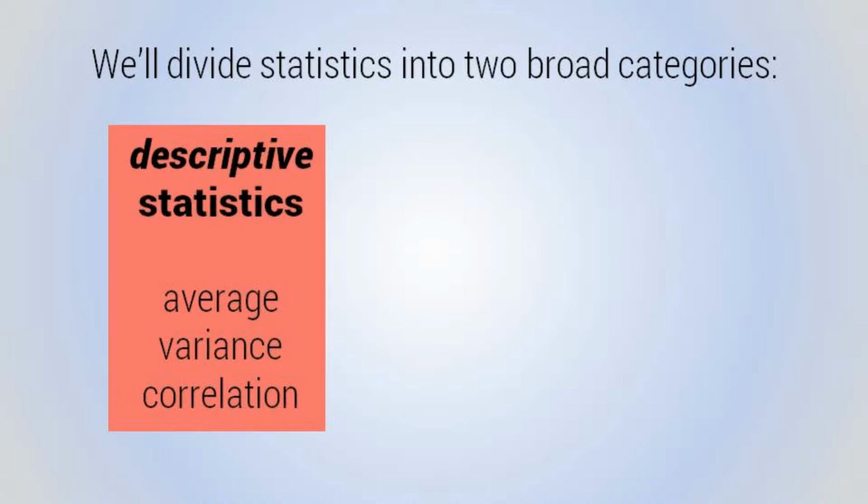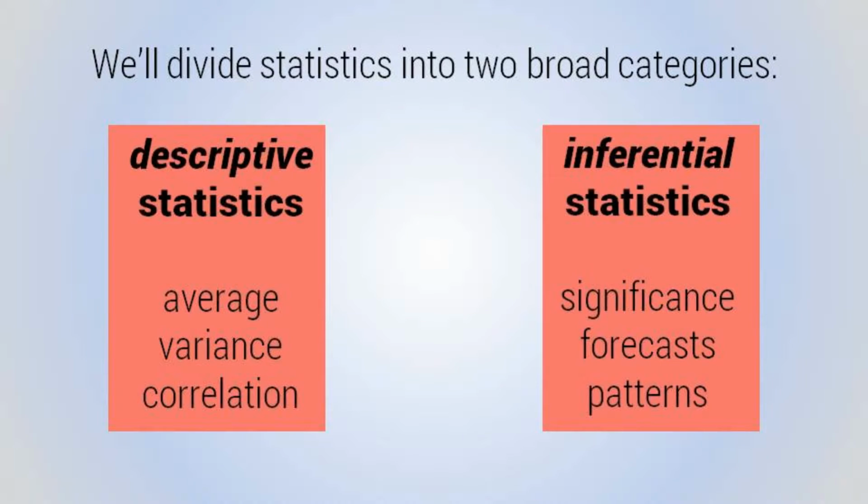Correlation, how two data sets are related to each other. They're going to be just describing what is going on in these variables. In contrast, there's also inferential statistics.